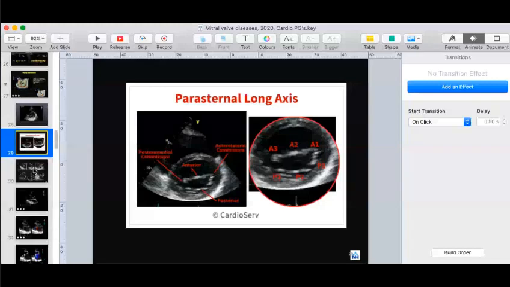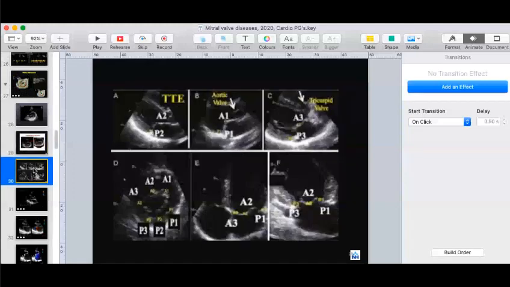Now, this particular slide, which I'm going to show, already has the annotation. So I'll just run you through how you can look at the various segments. I'm now going into regurgitant lesions. So you need to look at the scallops more carefully. When you have a regular parasternal long axis, this is going to be A2, P2. Those are the two segments you're going to hit when you have an ideal parasternal long axis. Now, when you tilt the parasternal long axis and make the aortic valve bigger, that is when it becomes A1, P1.